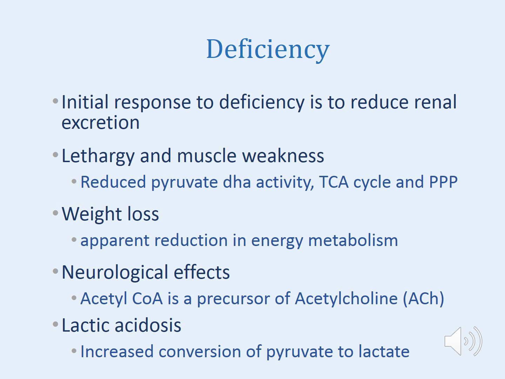Neurological effects can occur as acetyl coenzyme A is a precursor for the neurotransmitter acetylcholine, which is a chemical released by nerve cells to send signals to other cells. Additionally, lactic acidosis can also occur, where your blood pH drops. This is because the body can't convert pyruvate to acetyl coenzyme A, so it gets converted into lactate instead, which is an anaerobic pathway.